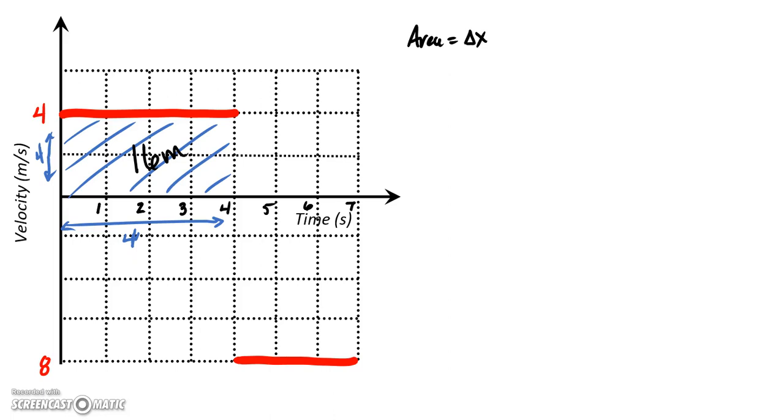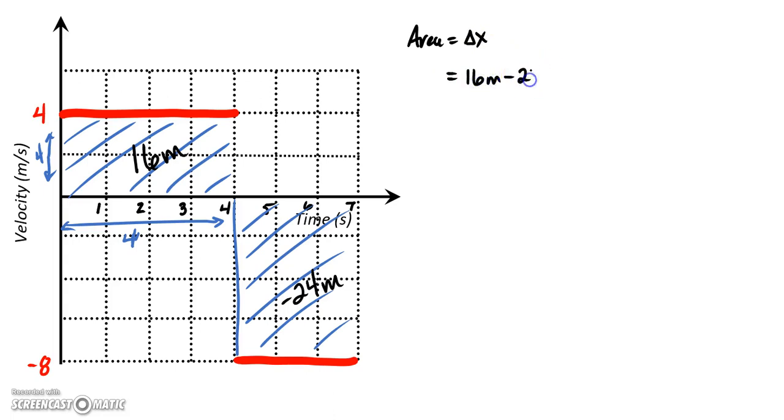But then, if we want to say, how far did it go the next time? Well, if we look here, it was traveling -8. That should be a negative sign, so we're not confused. So it traveled at -8 for a grand total of 3 seconds. If we shade that in, -8 times 3 gives us -24 meters.